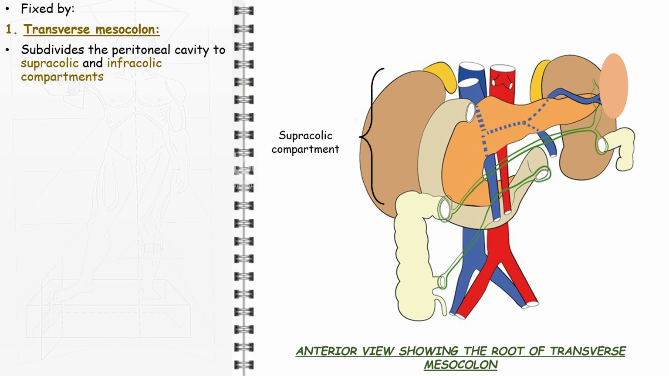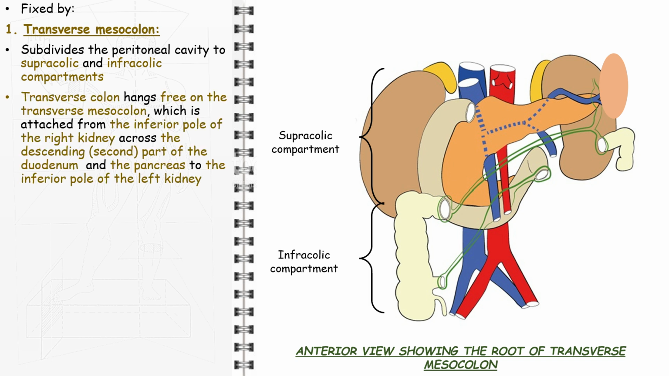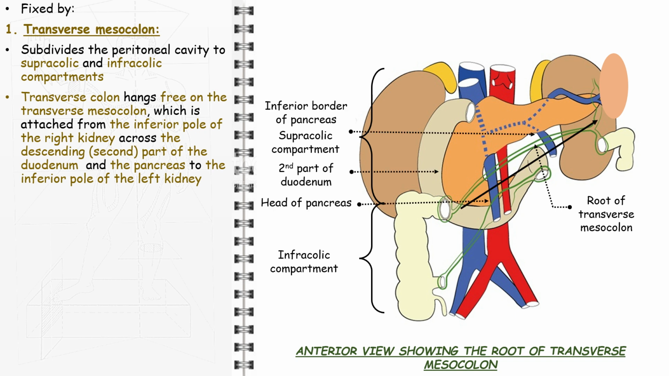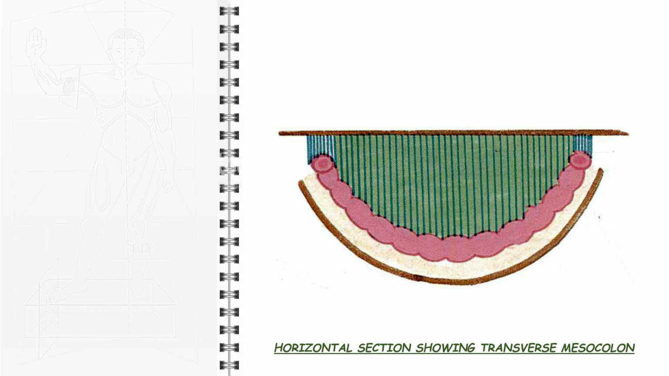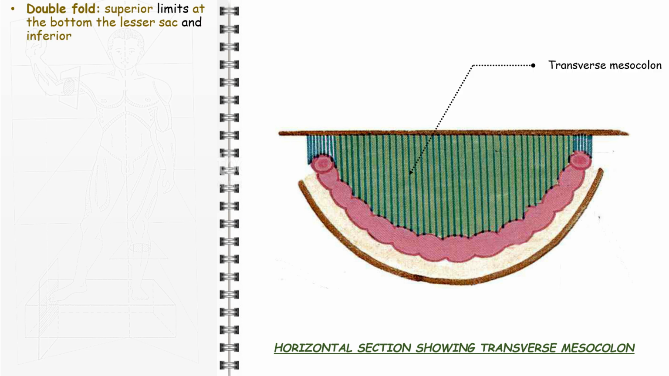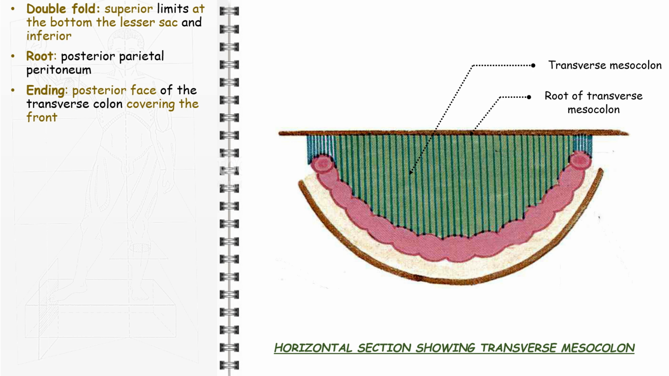The transverse mesocolon is attached from the inferior pole of the right kidney across the descending part of the duodenum and the pancreas to the inferior pole of the left kidney. It is double-folded: the superior fold limits at the bottom the lesser sac and, the inferior fold, its root corresponds to the posterior parietal peritoneum and its ending to the posterior border of the transverse colon covering its anterior face. It contains Riolan's arterial arcade.